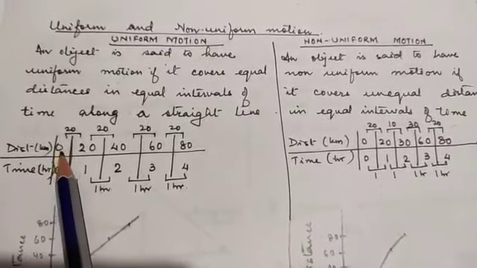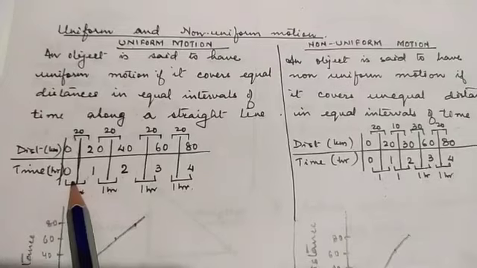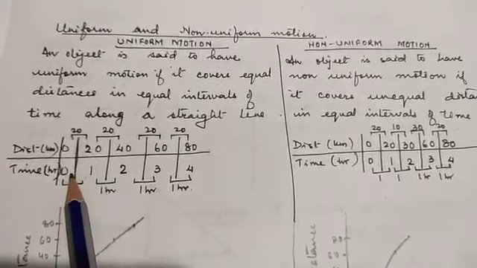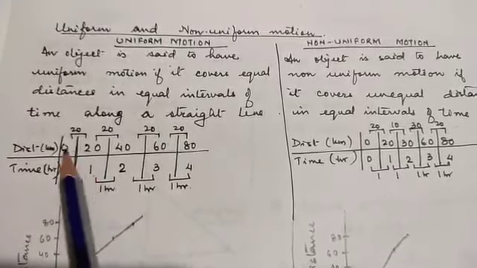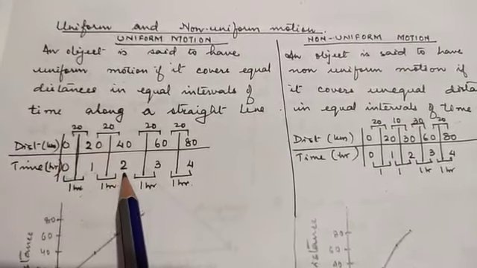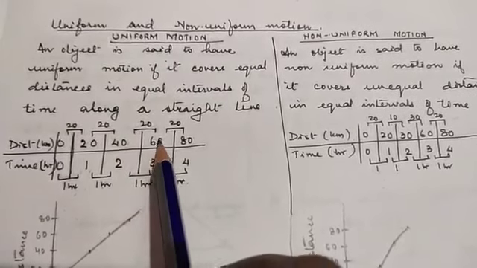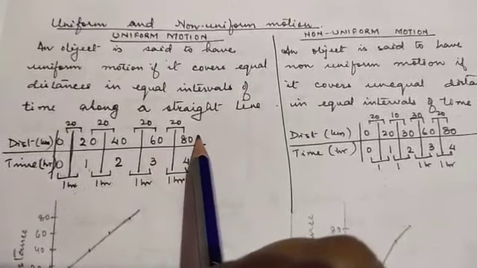when it covers zero kilometers in 0 hours. Now after 1 hour the distance covered by the car is 20 kilometers. After 2 hours the distance covered is 40. After 3 hours it is 60, and after 4 hours it is 80.